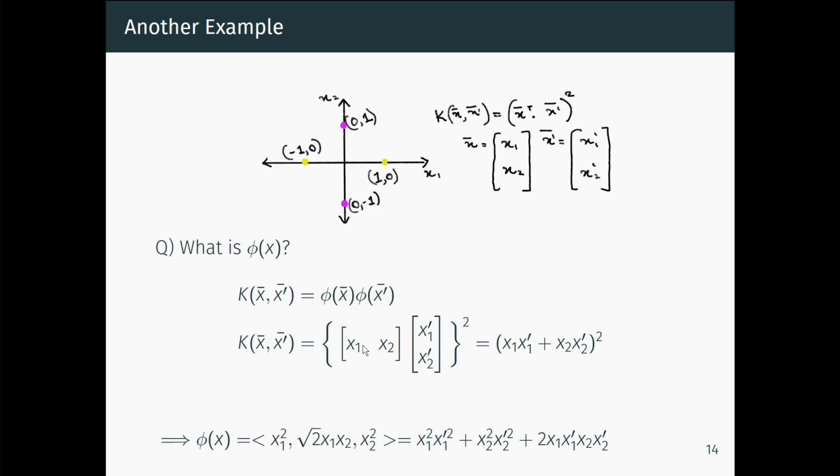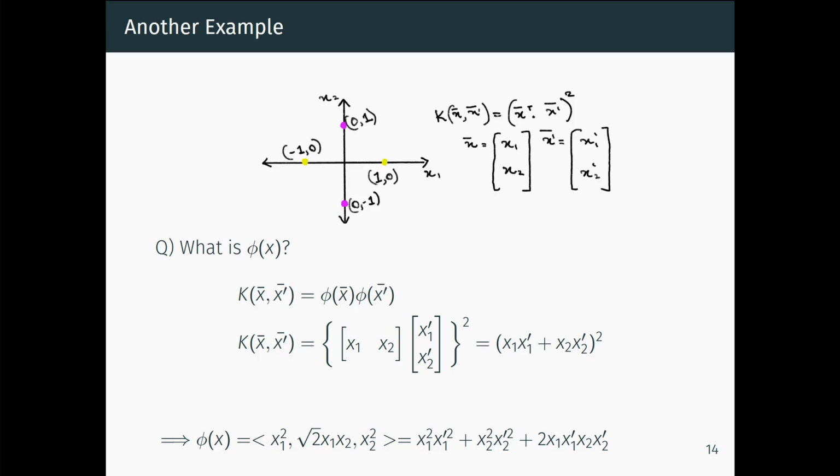So essentially you'll get x1 x1 prime plus x2 x2 prime, the whole squared, right? And all you now need to do is to just expand this out, and if you expand this out, you'll basically get x1 squared x1 prime squared plus x2 squared x2 prime squared plus 2 x1 x1 prime x2 x2 prime. And then again we need to break this down as a dot product of two vectors. These vectors are of the format x1 squared, root 2 x1 x2, and x2 squared, right? Since the original data was x1 x2, you have now separated out phi of x and phi of x prime, which is what we required.